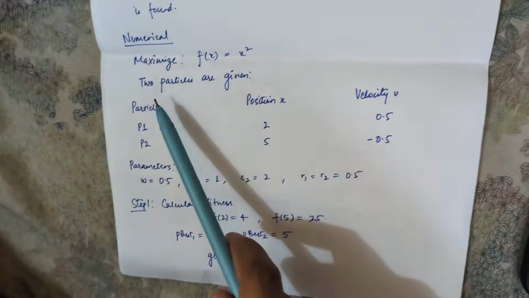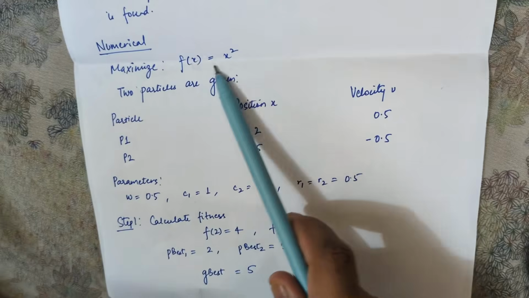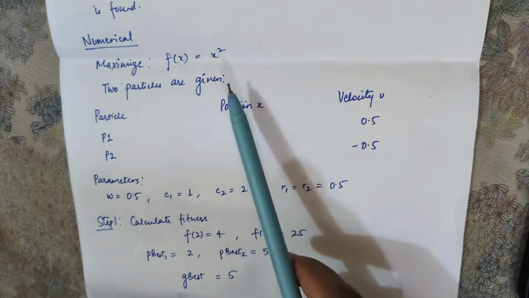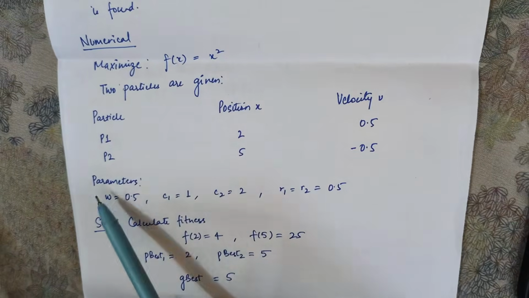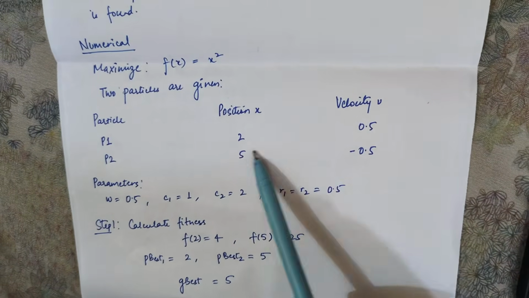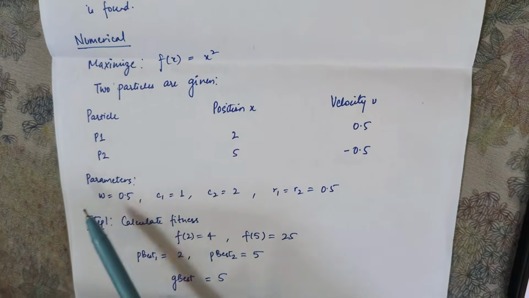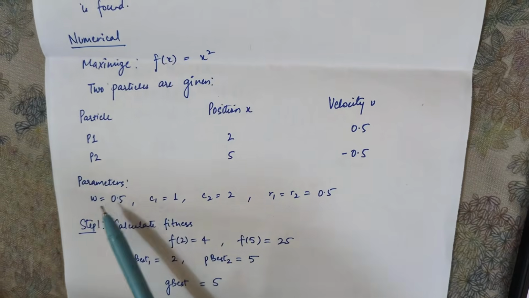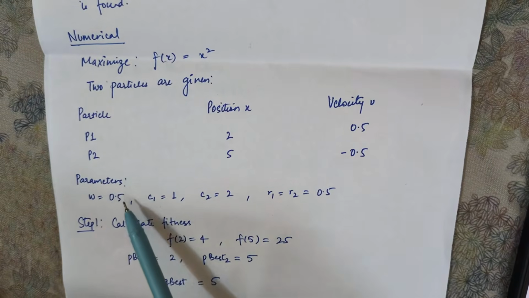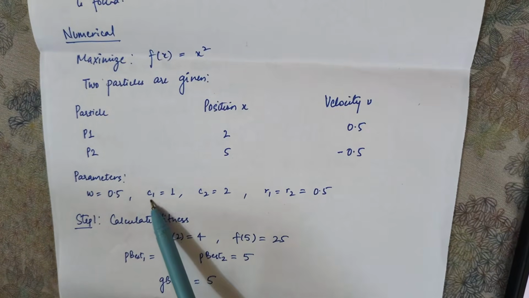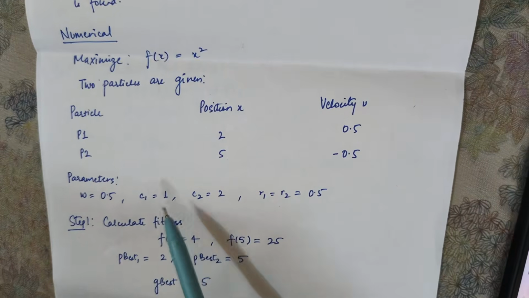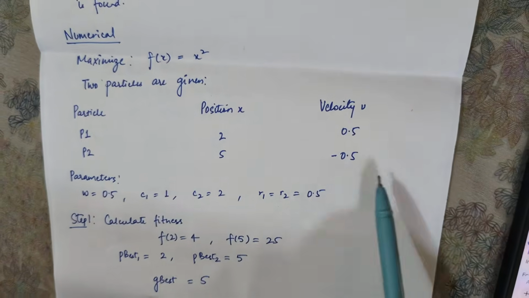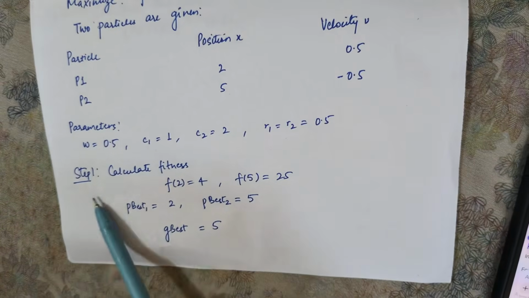So let's see a numerical. You'll be given a function which you have to maximize, and a number of particles. Particles p1 and p2 are given, their initial positions x1 and x2 are given, and their velocities v1 and v2 are given. You'll also be given certain parameters: w, the inertia weight, which is 0.5, c1, the cognitive coefficient, and c2, the social coefficient, and r1 and r2 are the random numbers. So let's see step 1 in the process.